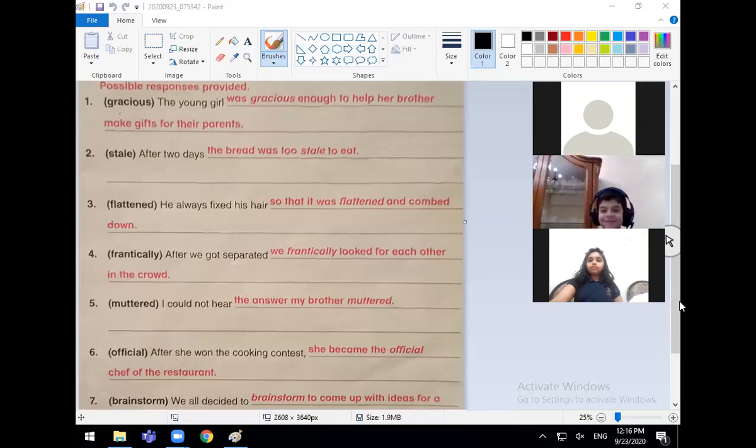All right. Can you read the sentence for number 3, flatten, for us? Sure. He always fixed his hair so that it was flattened and combed down. Excellent. So when he combed it down, he would make it flat. Okay? All right. Thank you very much, Hamza. You're welcome.